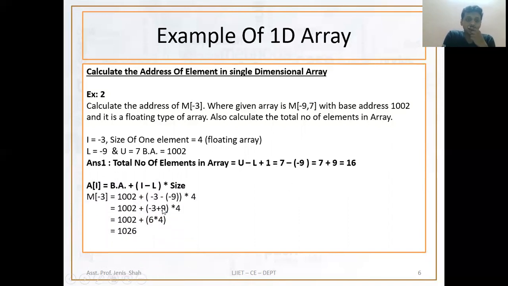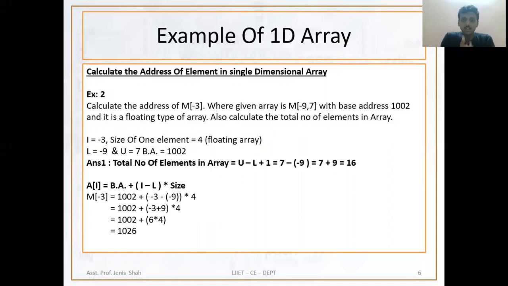Next, how to calculate? First, the formula: a of I equals base address plus I minus l, multiplied by size. If I want to find out a of minus 3, then I becomes minus 3. Base address is 1002, I is equal to minus 3, L is minus 9. Put it over here. Size 4. The answer is 1026. Okay, fine. Is it easy to solve?